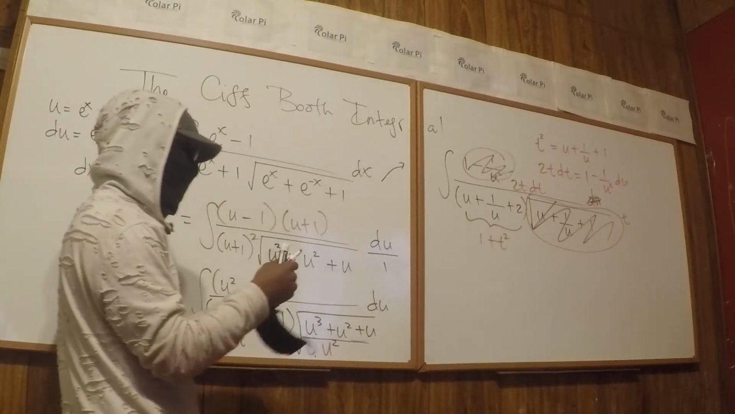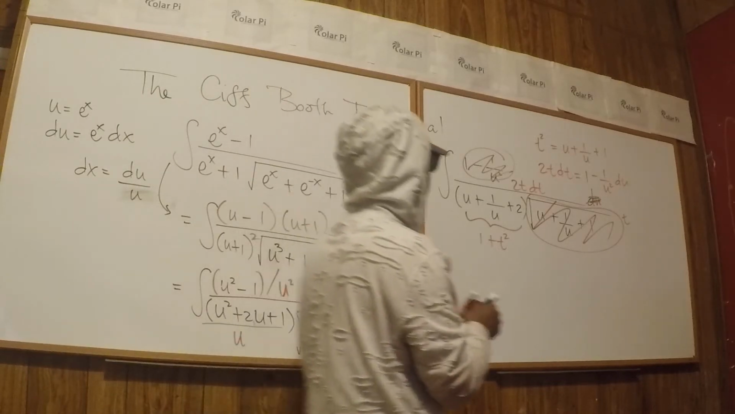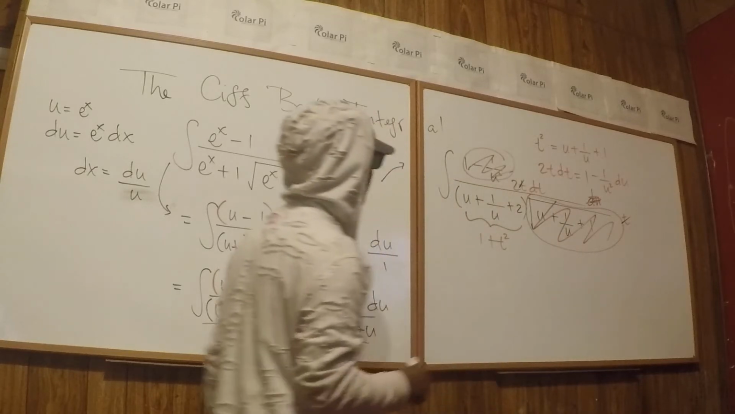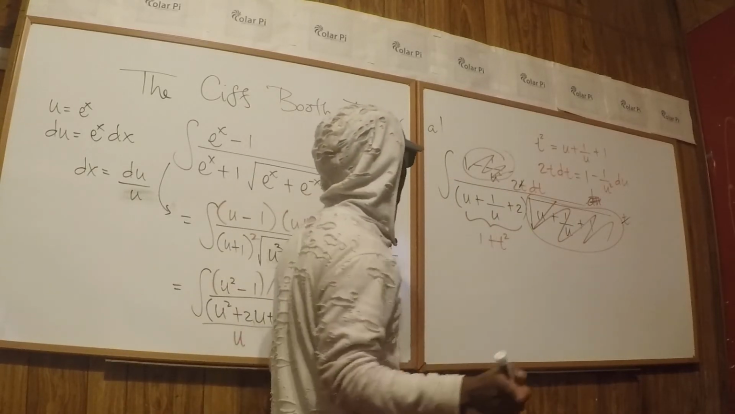Oh, look what we could do. We have a t here in the denominator and a t there. So then all you have is coffee left.